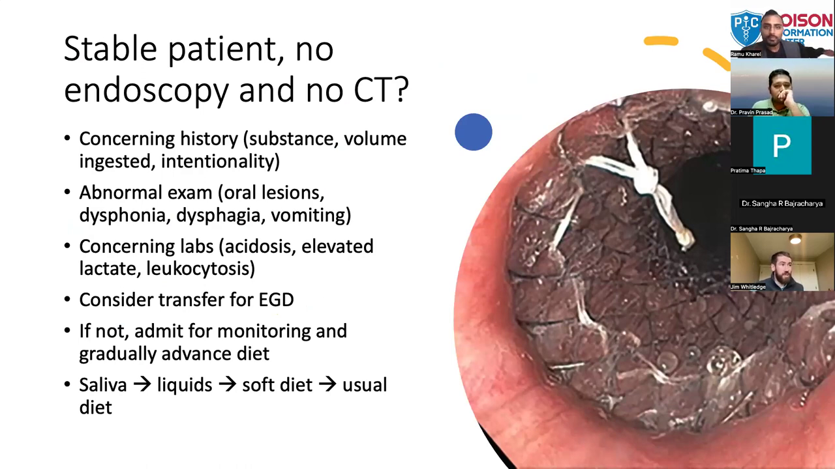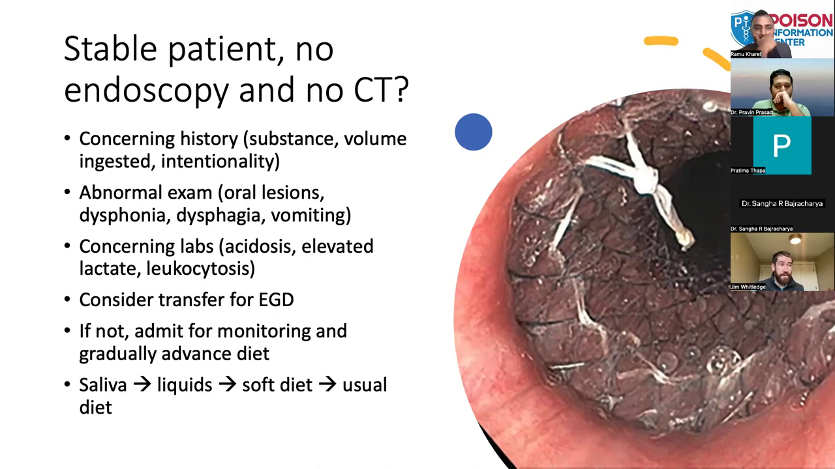If there's a concerning history, they ingested a very dangerous substance, they ingested a very large volume of it, it was a suicide attempt, those are patients I am more concerned about. If they have an abnormal exam, they have oral lesions in the back of their throat, burns. If they have dysphonia, a change in voice, if they're having painful swallowing or they're repeatedly vomiting, that's concerning. If I look at their labs, they're very acidotic, which could suggest significant absorption of acid or maybe perforation. They have a very elevated lactate. If they have a very elevated white blood cell count, those are all concerning things.